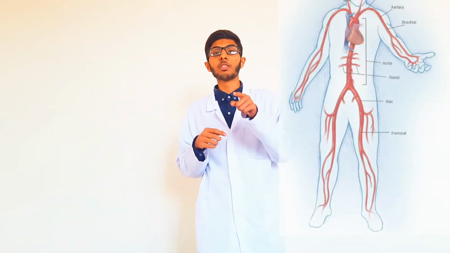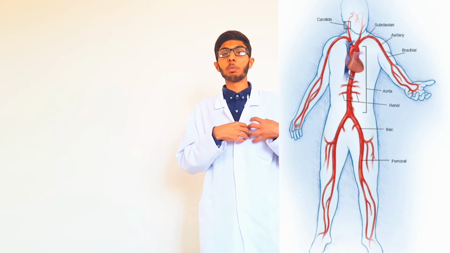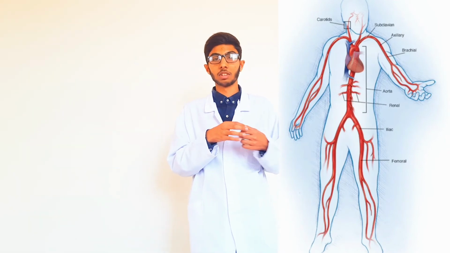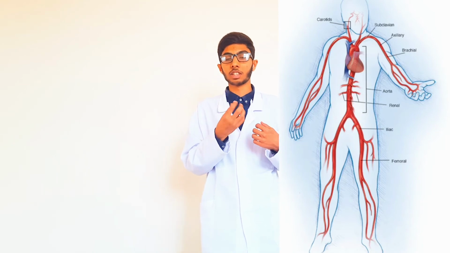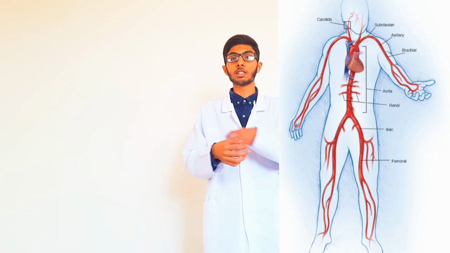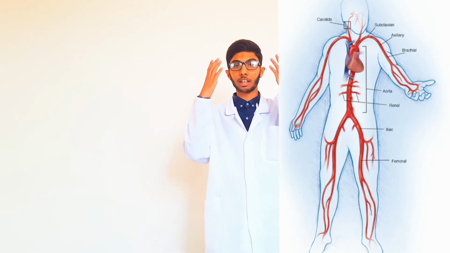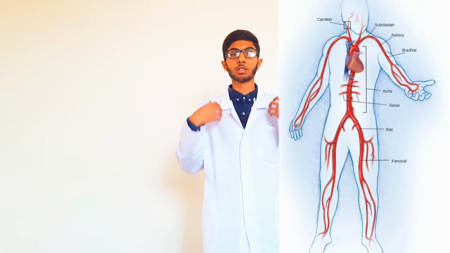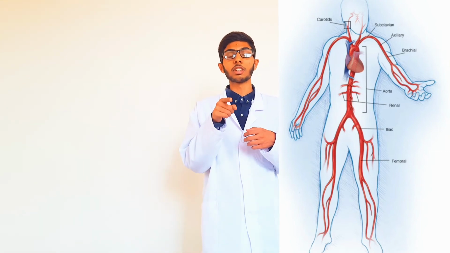Arteries are blood vessels that take blood from your heart, which is oxygenated blood. It's pure blood and oxygenated, and they take it all over your body, to different organs, to your limbs, to your head and neck, to every part of your body, from the heart to the parts of your body. And veins are the opposite. They take deoxygenated blood from the parts of your body to the heart.